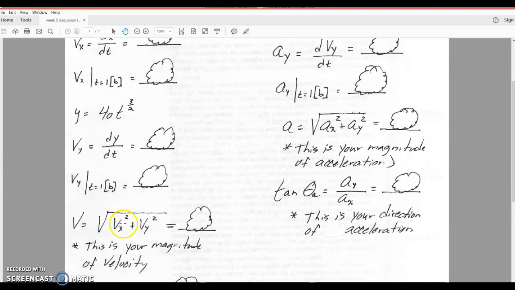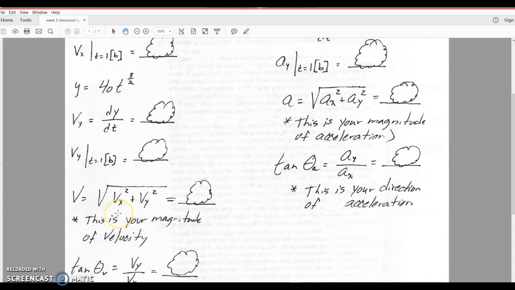Now, the first thing that you're asked for here is the magnitude of your velocity. The magnitude of velocity is defined as the square root of the sum of the component velocities squared. So you'll take your velocity in the x direction from above. I won't shuffle back up there so I can keep this steady for a moment.